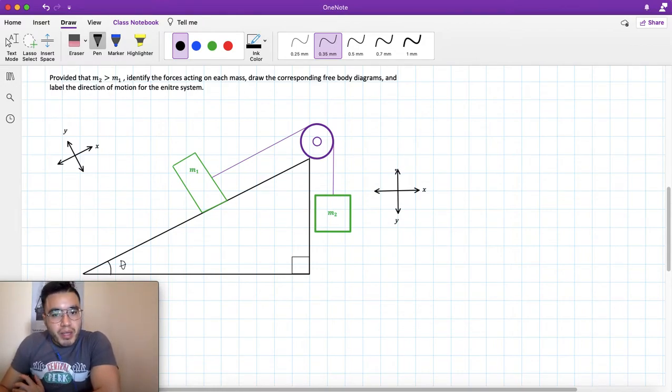As we established in the past, the key is to draw a free body diagram for each of the masses because we treat them as being independent from each other. Now we can start by answering the last question, identifying the direction of motion. Just because we know mass 2 is larger than mass 1, therefore it's going to move clockwise about the pulley, kind of like this.